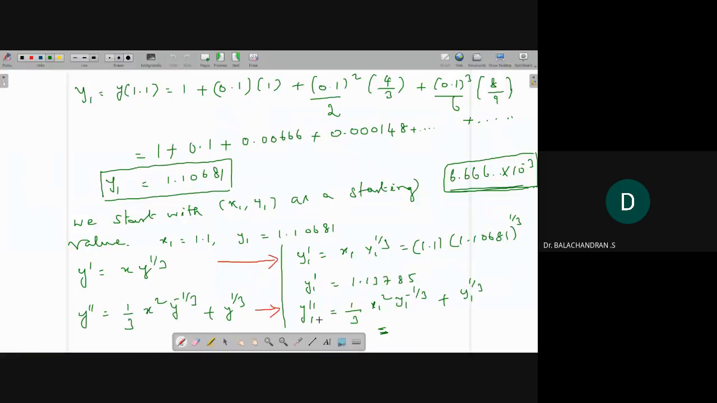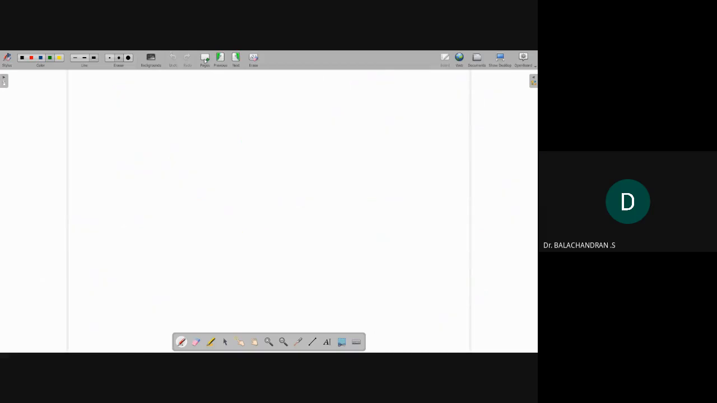Now what is y1 double dash? 1.4243... 1.42433. Okay. Now similarly, next y1 triple dash. So directly find y1 triple dash.